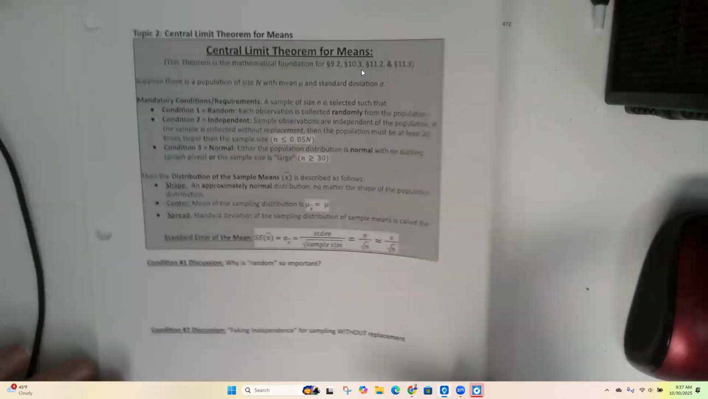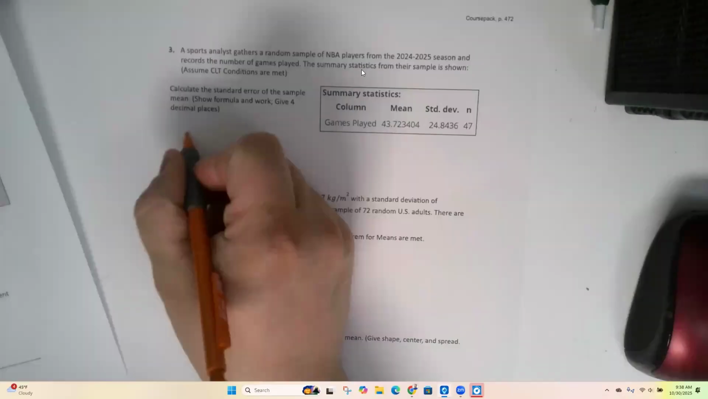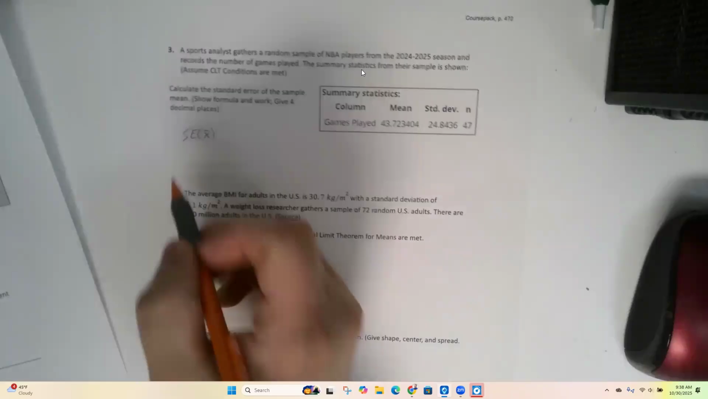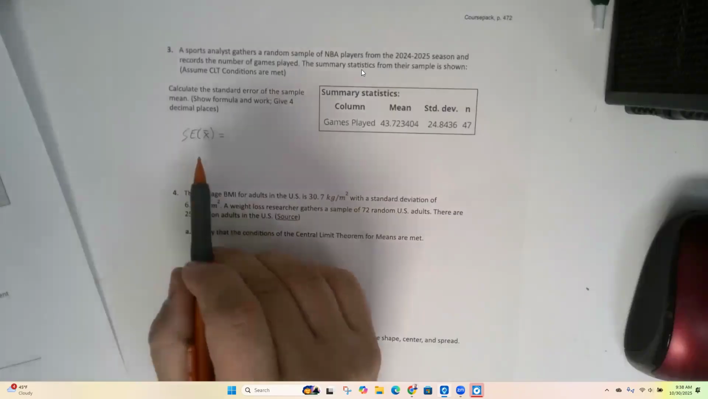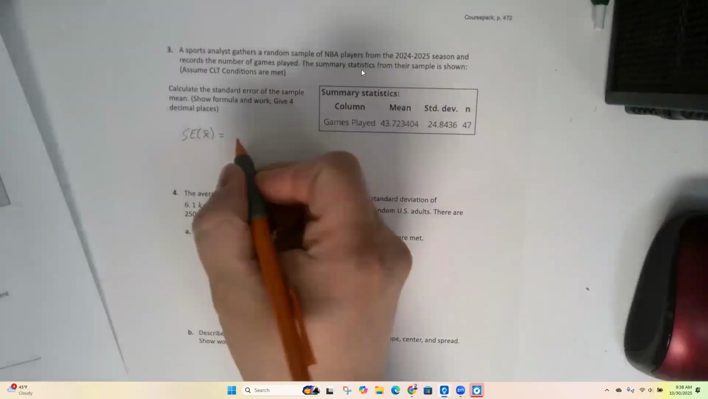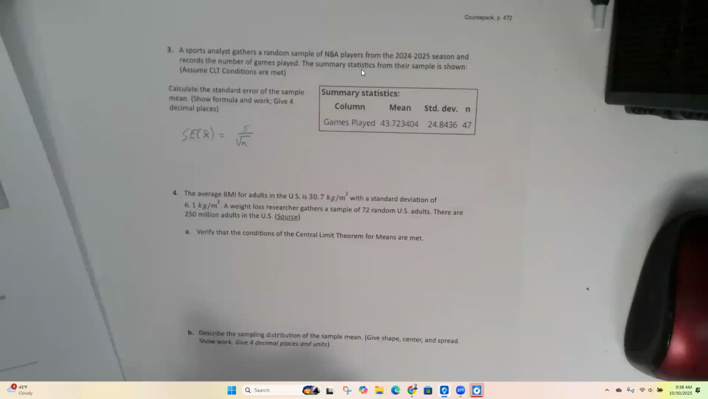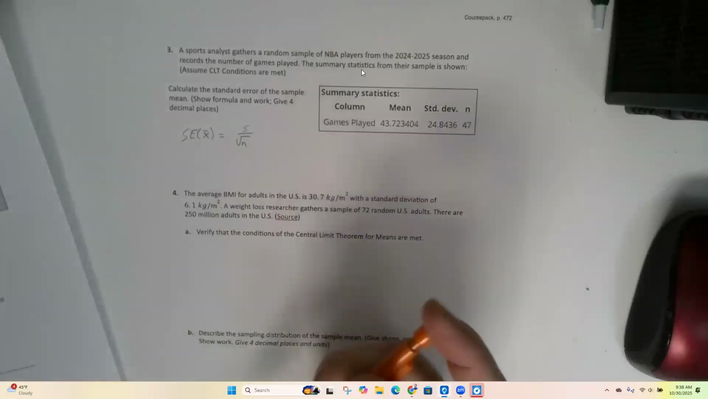So standard error of the mean is this crazy formula. I know that looks like a bad word, or inappropriate, but standard error of the mean is equal to the standard deviation divided by the square root of n. So you're going to want to calculate it. They gave us the numbers, so you'll plug those in and calculate it for us.